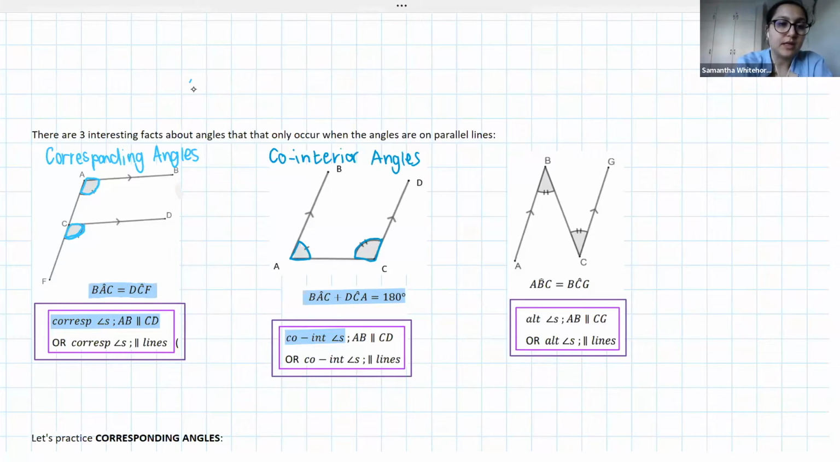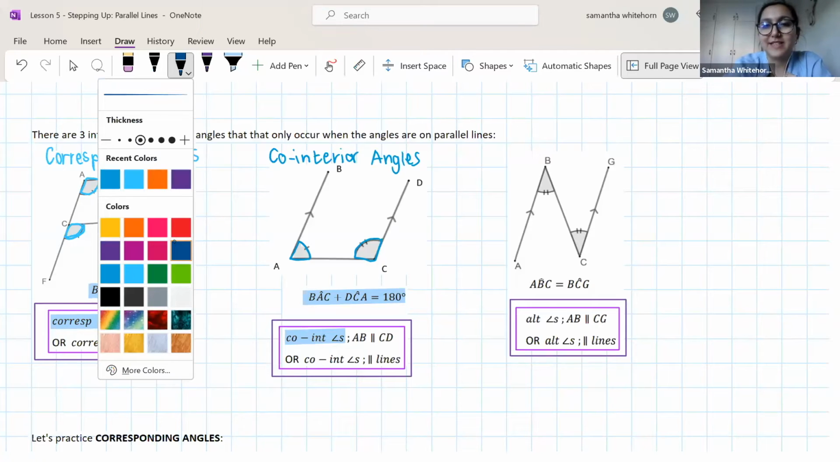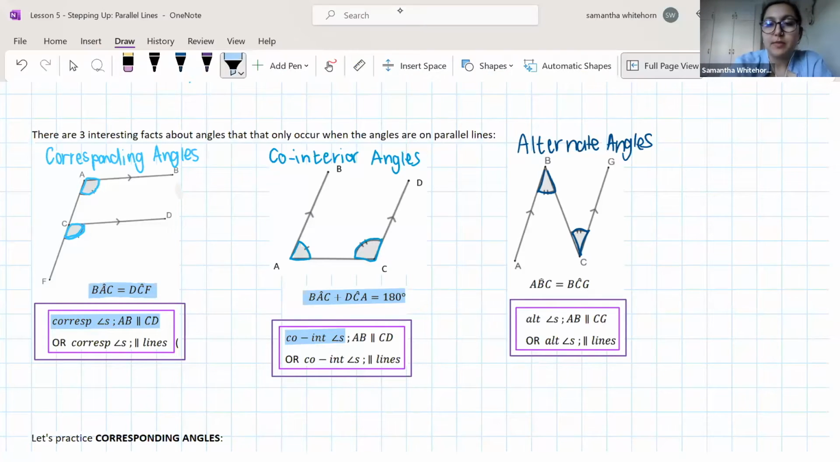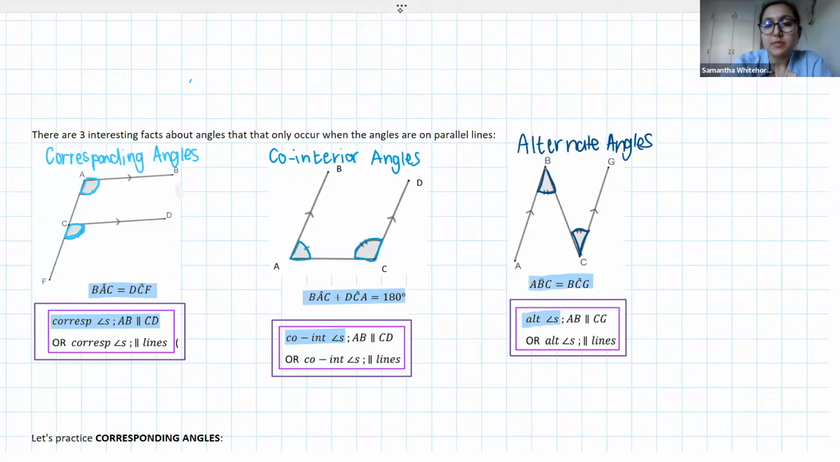The final parallel line reason that we learned was alternate angles. Okay, again, if you look at your diagram, the angles in question are in alternate positions to each other in the diagram. They alternate their positions, and so they are equal to each other. Again, remember, anytime you make a statement, you have to give a reason. Alrighty, so that's what we have done thus far.